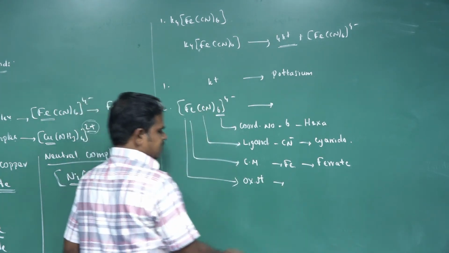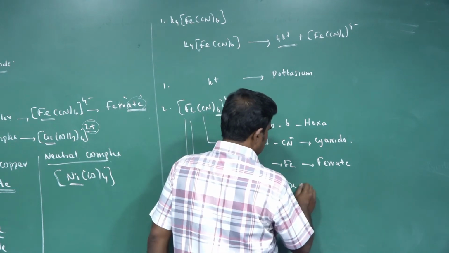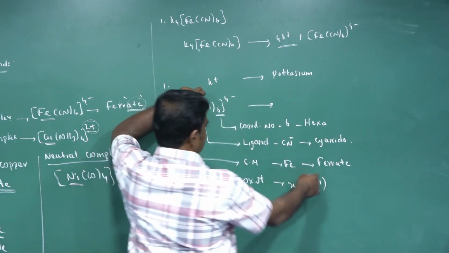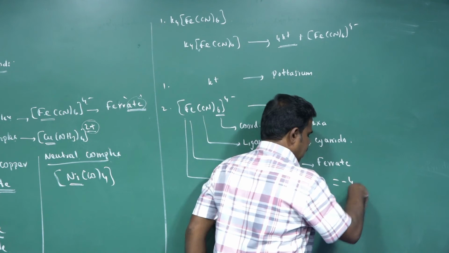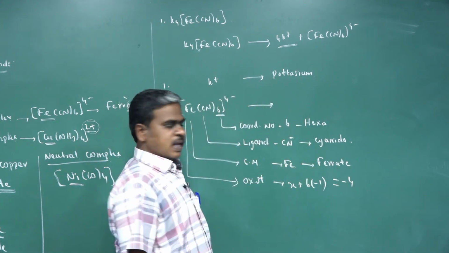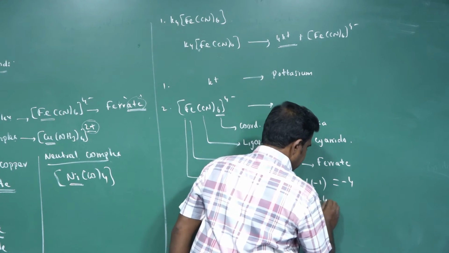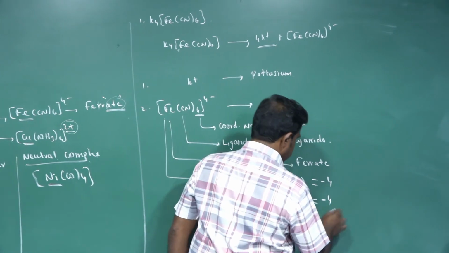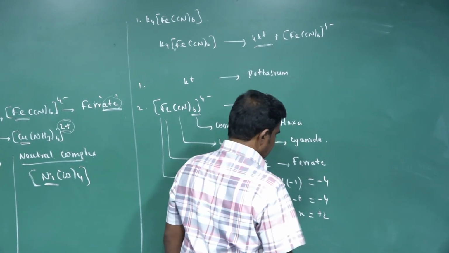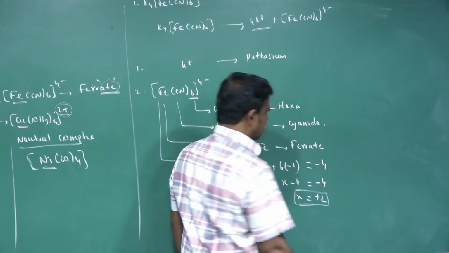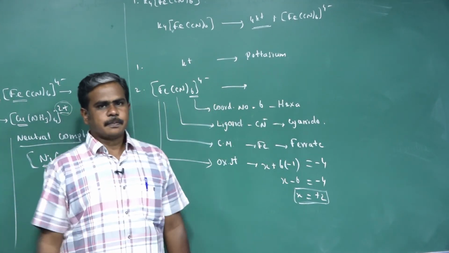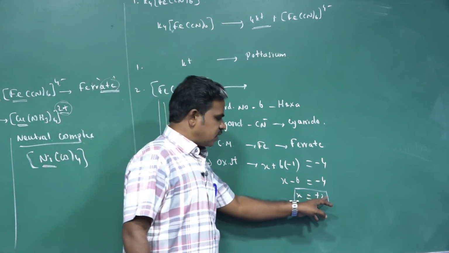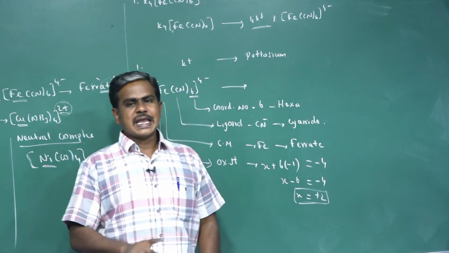Here it is considered as X. So X plus 6 into minus 1, since CN is minus 1, so minus 6, and that is equal to minus 4, the charge of the complex. So X minus 6 is equal to minus 4. Then X is equal to plus 2. And this plus 2 is written after the central metal atom in Roman numerals. So if it is 2, then Roman numeral 2 in parentheses.